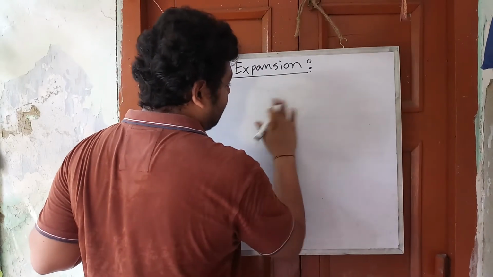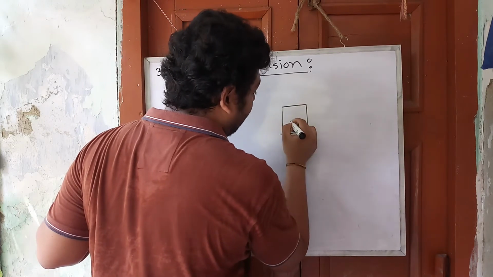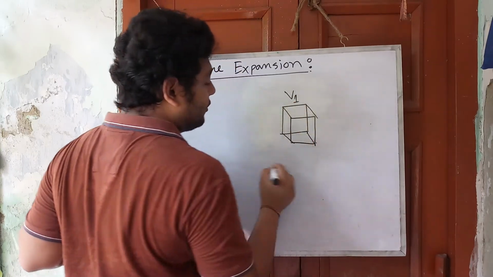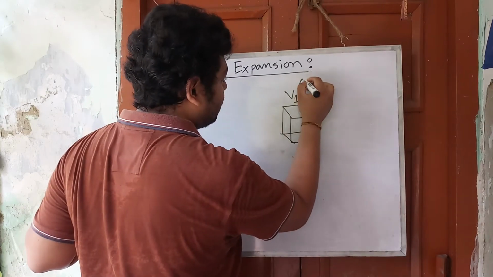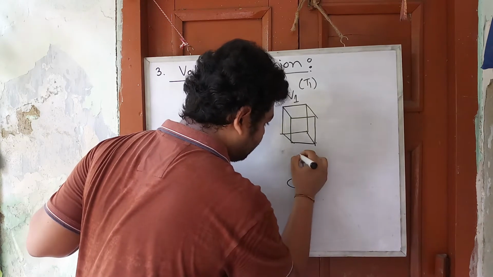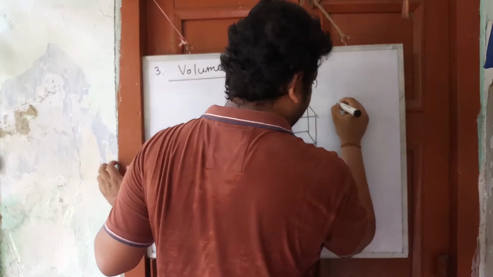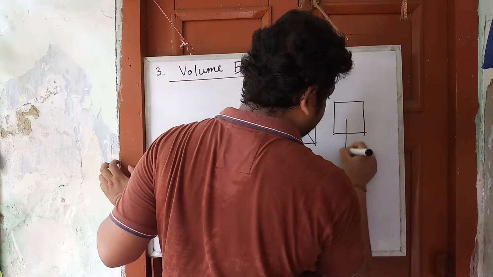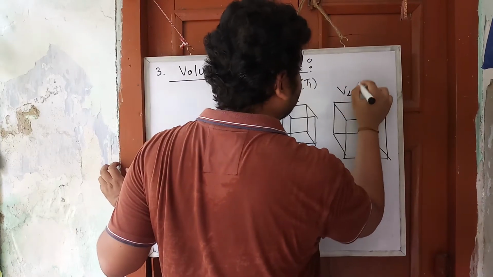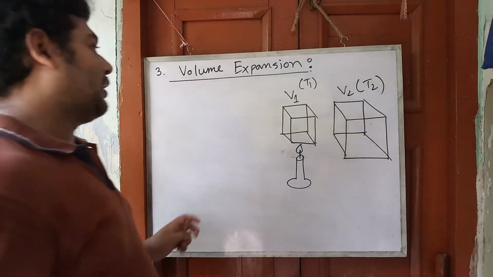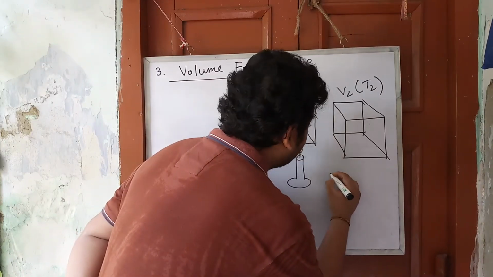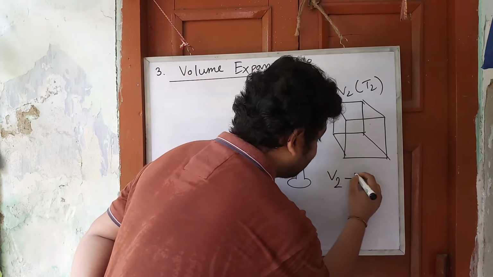This is the initial volume of a cube at temperature T1. After heating, volume is increased to V2 at temperature T2. Then the volume expansion part can be written as V2 minus V1.